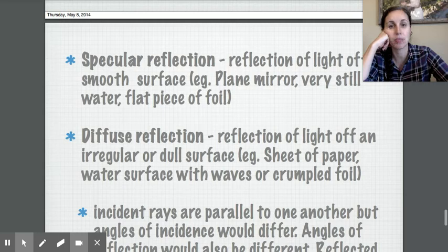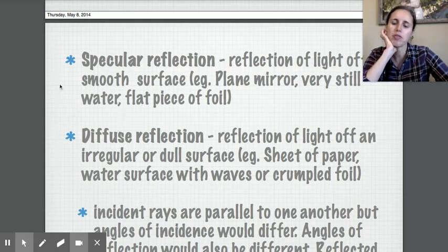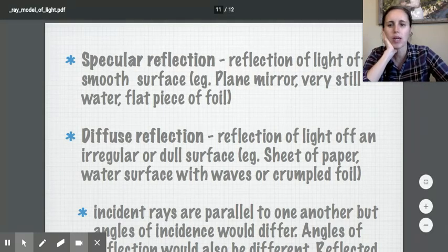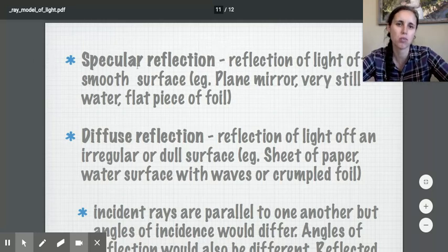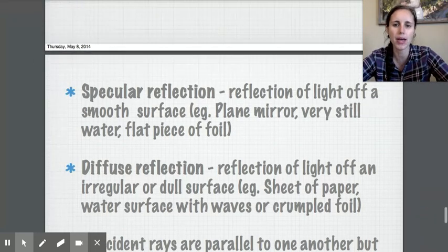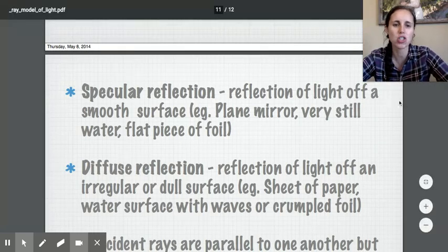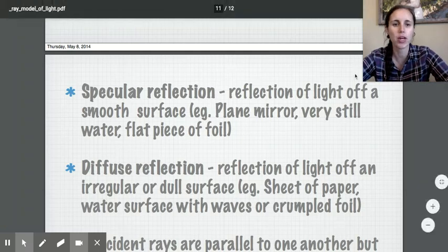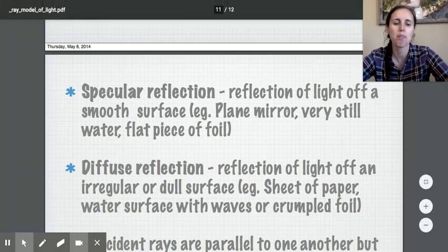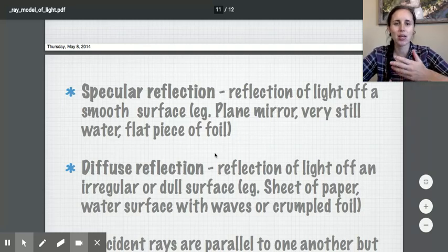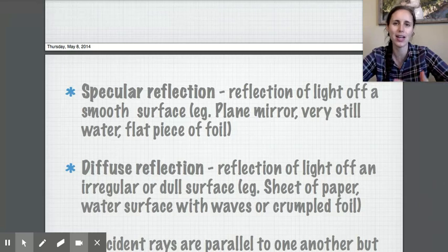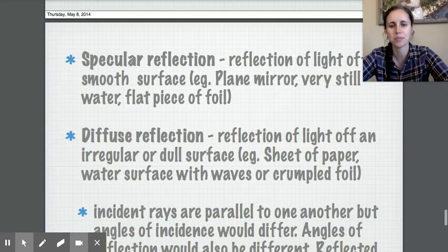A little bit about types of reflection as well. We have two different types of reflection. We're going to be focusing mostly on specular reflection in this unit because it's so much easier to study. So what specular reflection is, it's reflection of light off of a nice smooth surface, so a really polished surface. We're going to be looking at plane mirrors, but another example of specular reflection is still water, a flat piece of foil. So anything where your image doesn't look distorted and you can clearly see yourself.